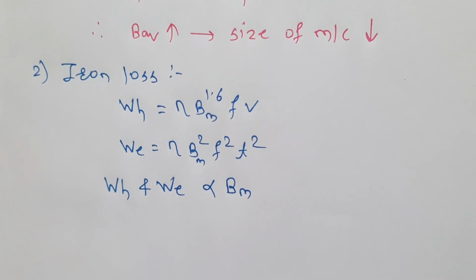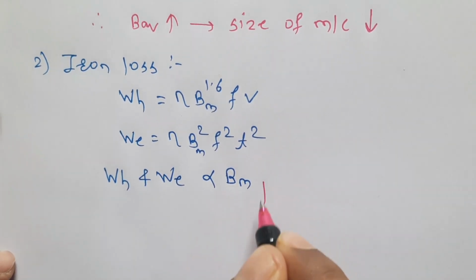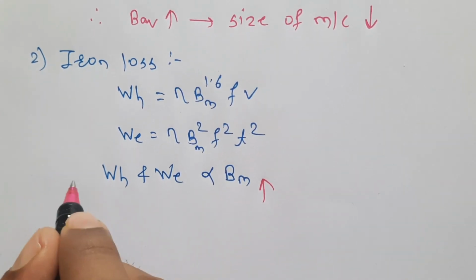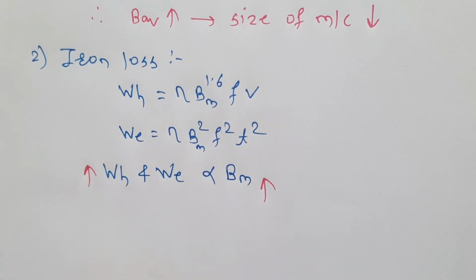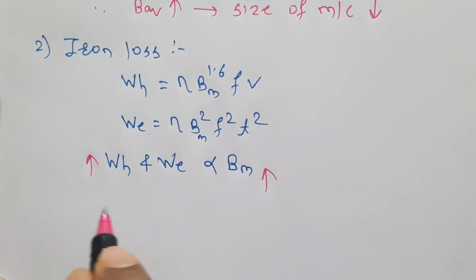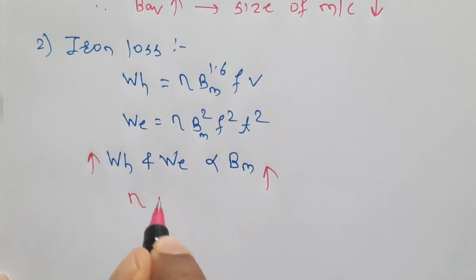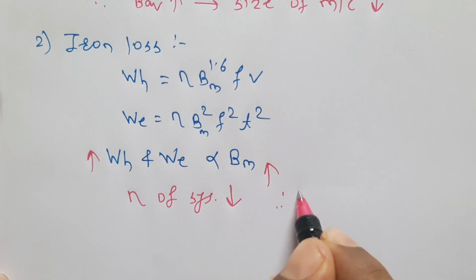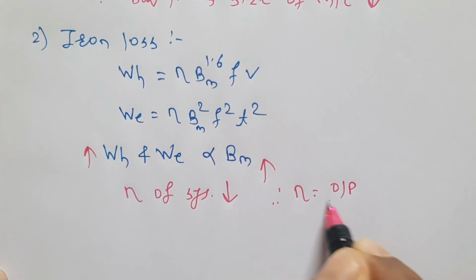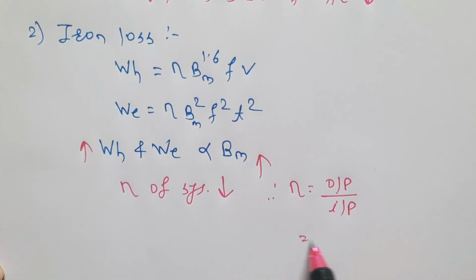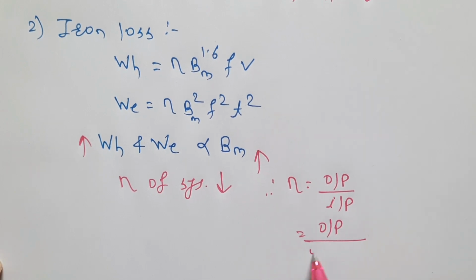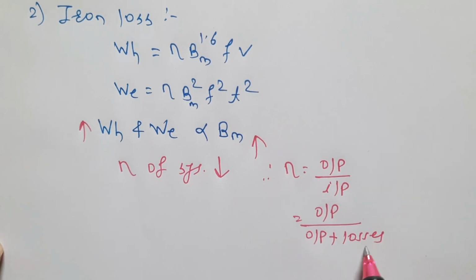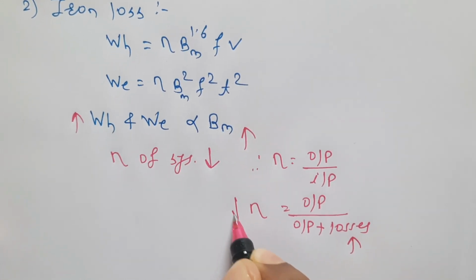Therefore, as we increase the value of BAV, both hysteresis and eddy current loss, that is iron loss, increase. As losses increase, efficiency of the system decreases. Since efficiency is output power divided by input power, we can write input as output plus losses. Therefore, as losses increase, efficiency of the system decreases.